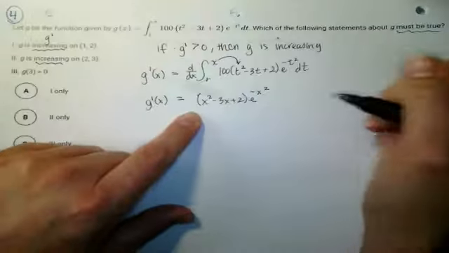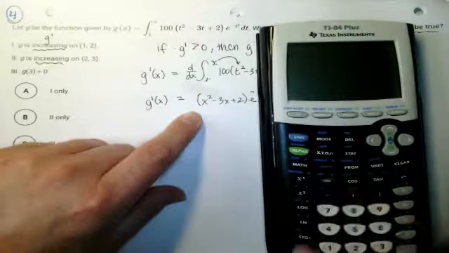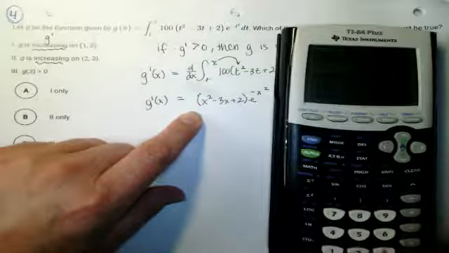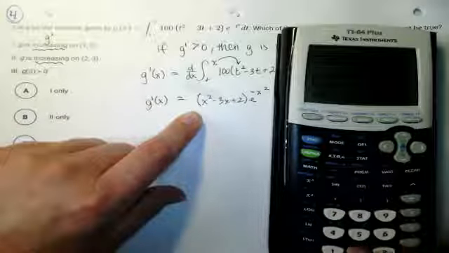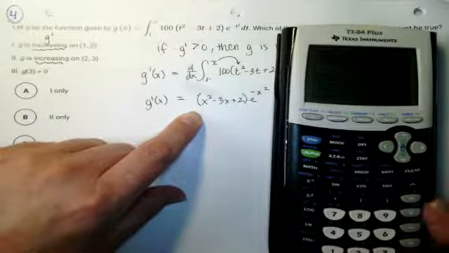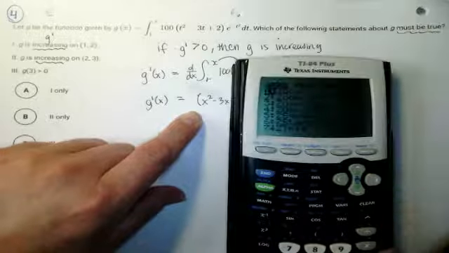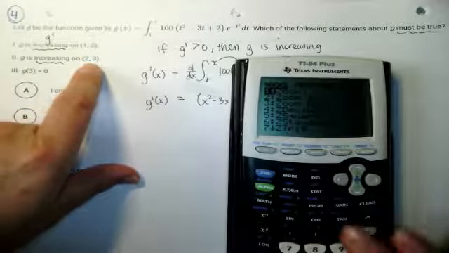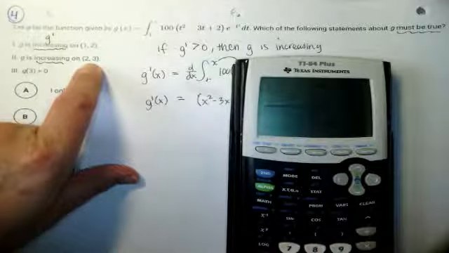And we want to know where it is increasing. So we can go directly to our calculator and graph it. Oh, that was a different one. All right, so we have x squared minus 3x plus 2 times e to the negative x squared. My interval is small numbers, so I'm going to use a decimal window. Zoom decimal takes me from about negative 4 to 4.